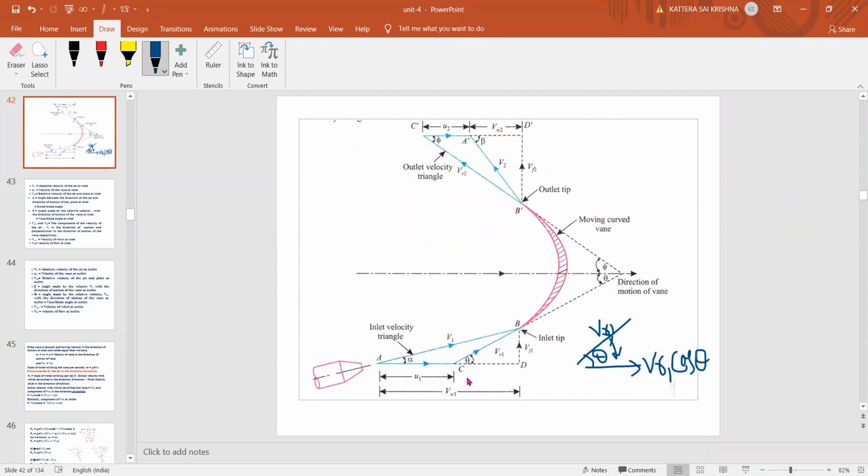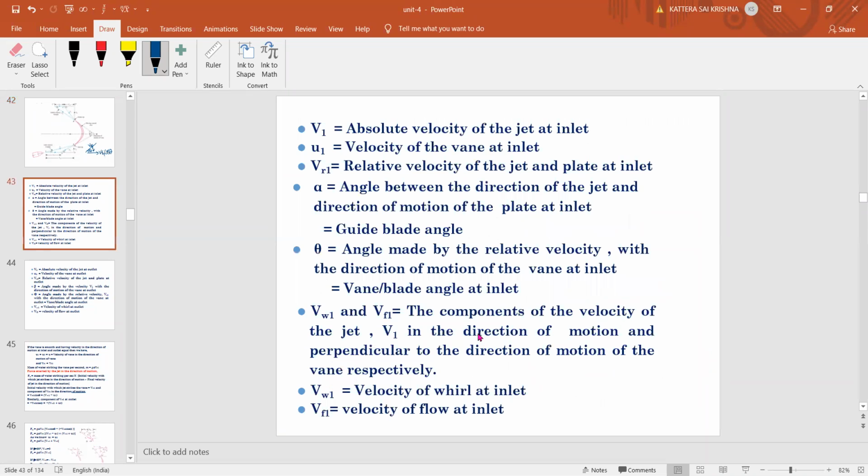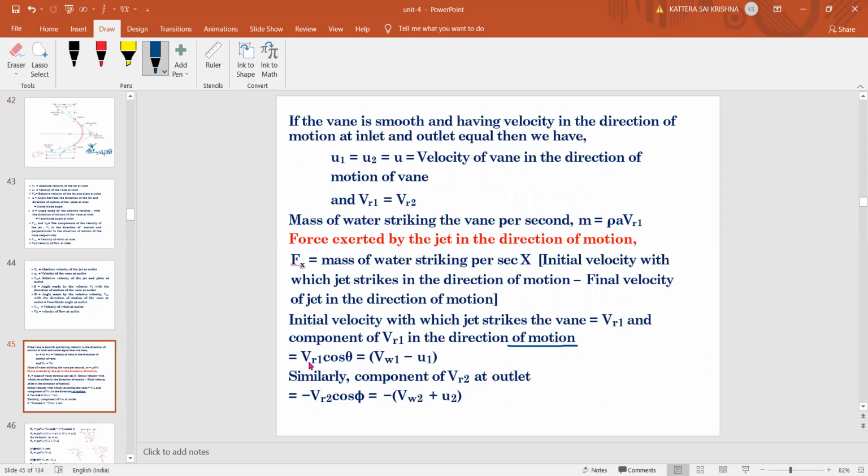So from the inlet velocity triangle, if you see, what is the length of CD? Assume the total length is VW1 and this is U1. So what is the CD length? VW1 minus U1. That's all. Right. So this gap, CD gap, is nothing but VW1 minus U1. So now you can see what we got here. This is VR1 cos theta, which is also equal to VW1 minus U1. That is the meaning. Right. So that term I have written here. VR1 cos theta is also equal to VW1 minus U1.